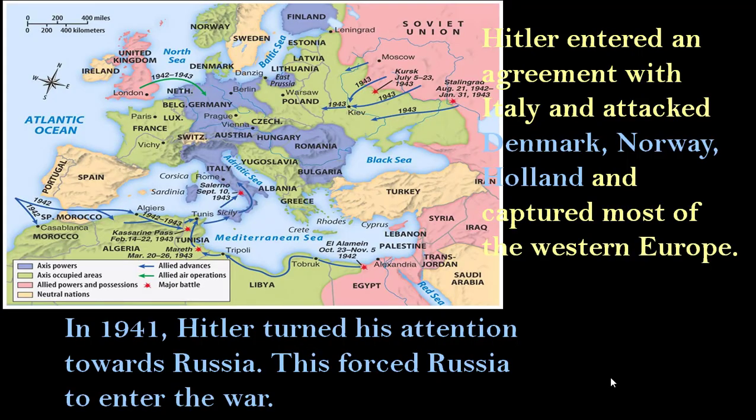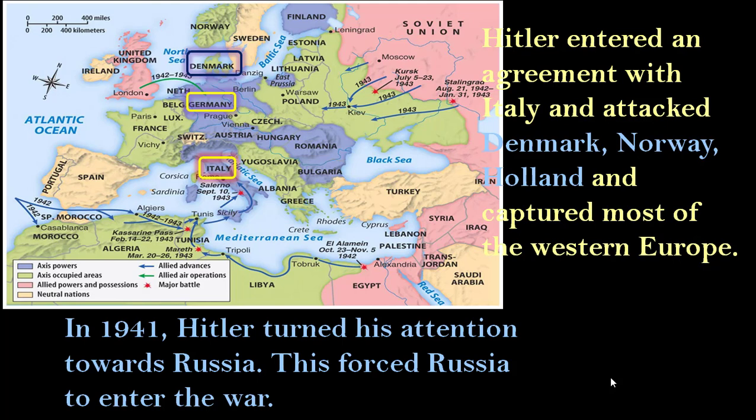Hitler entered an agreement with Italy, that means Mussolini, and attacked Norway, Poland and Denmark, and captured most of the western part. So these are the countries that were attacked by Hitler, who captured most of Western Europe.